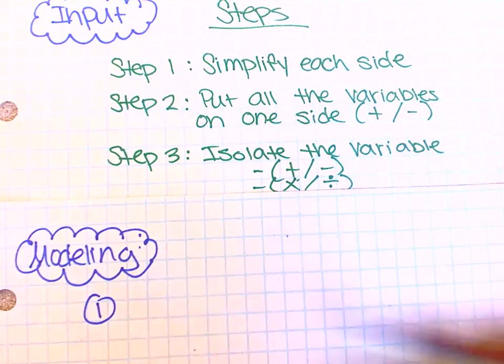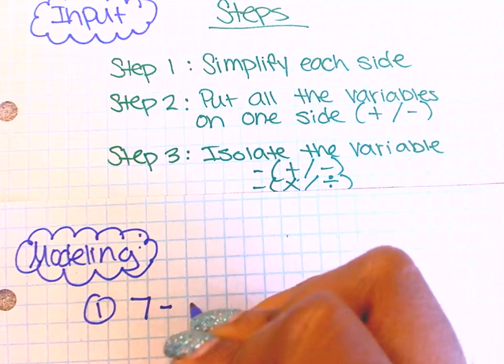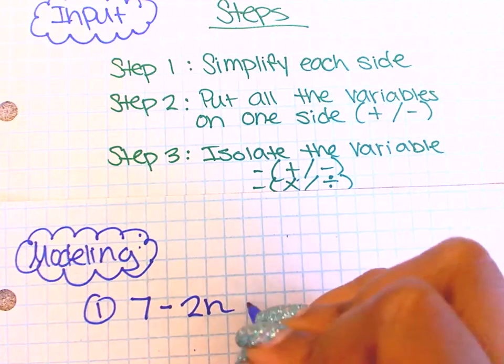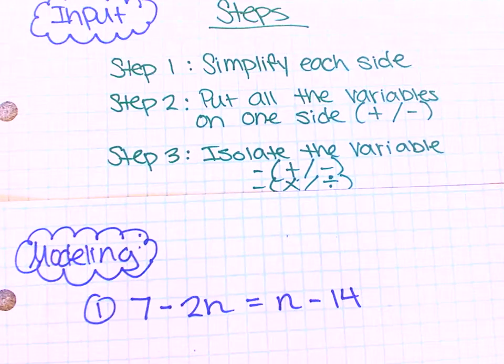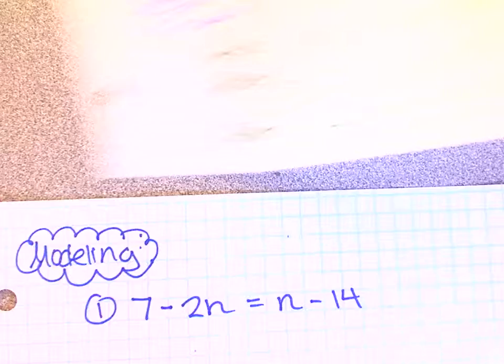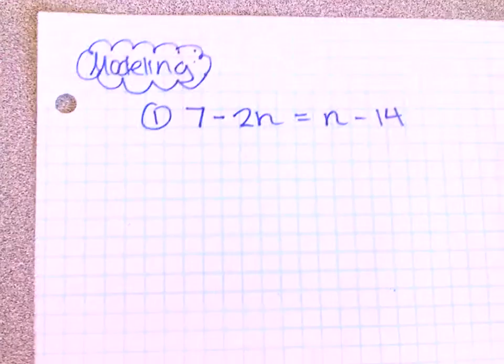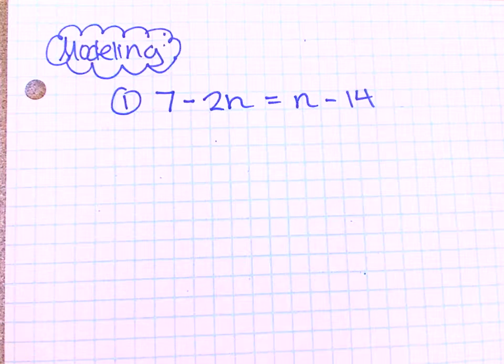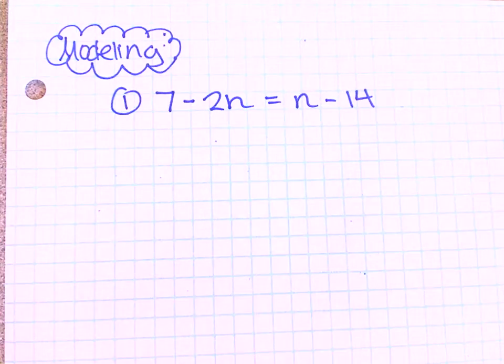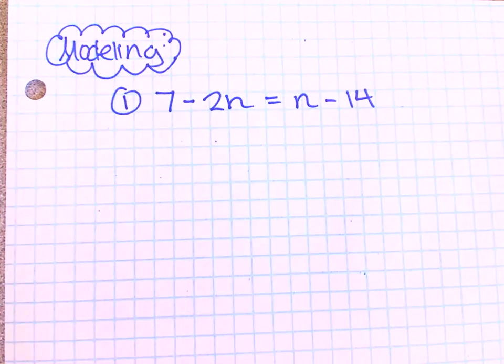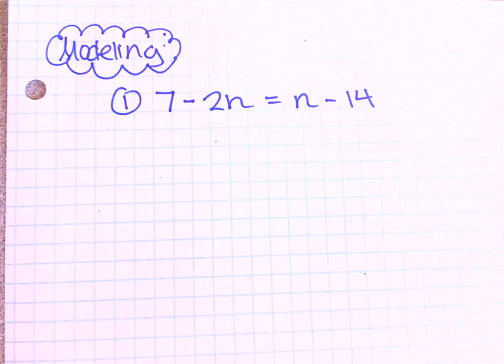Number 1, 7 minus 2n equals n minus 14. So you can see that we have a variable on both sides of our equation here. So looking back at our steps, we need to simplify each side, and step 2, put all the variables on one side. Okay? So the first thing I'm going to do is subtract n from both sides.